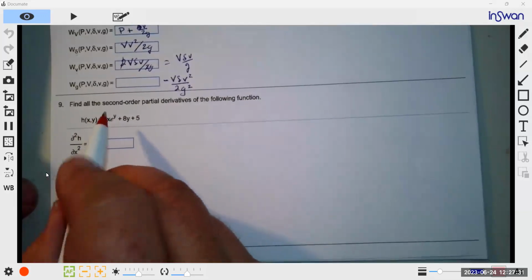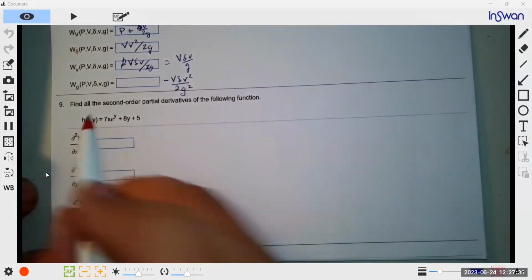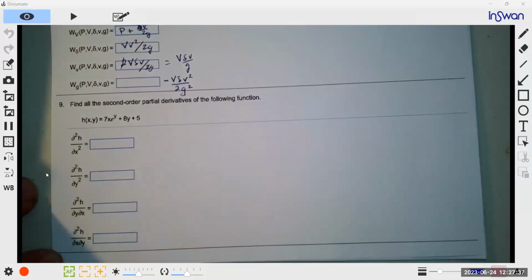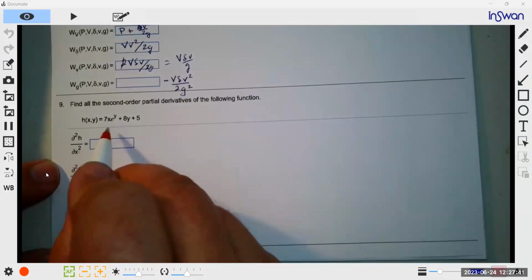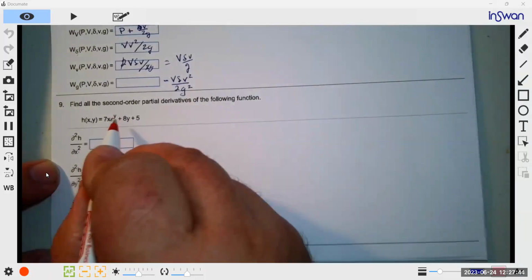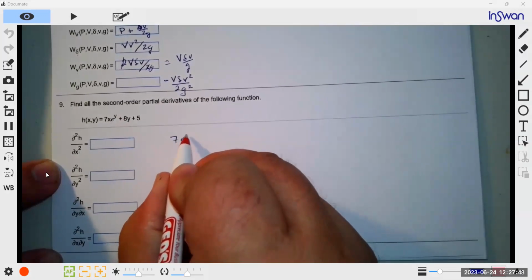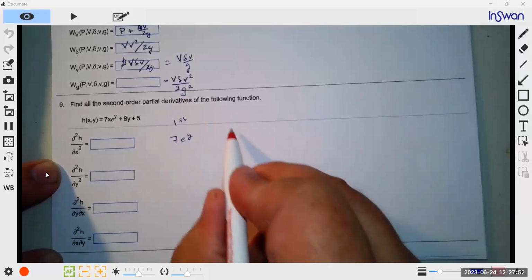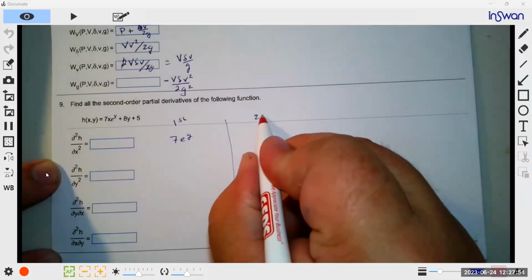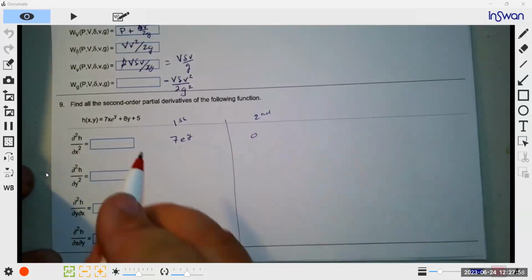So now when we find the second derivative, we take it with respect to either xx, yy, xy, or yx. Each one of those has its own derivative. So the first one, we'll do x twice. The derivative with respect to x is 7e^y. That's the first derivative. Here's the second. The derivative with respect to x is 0.